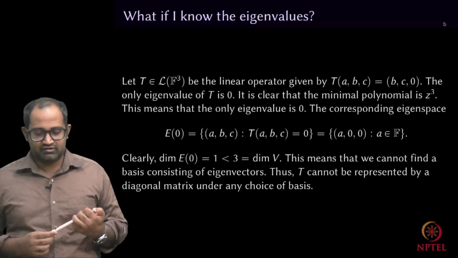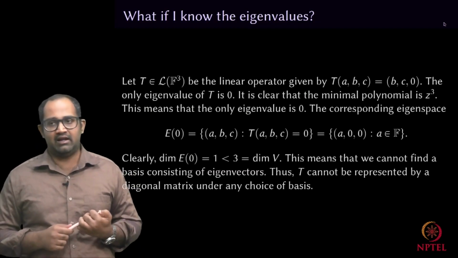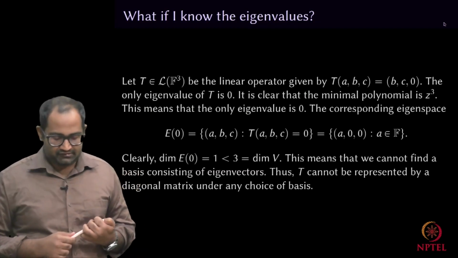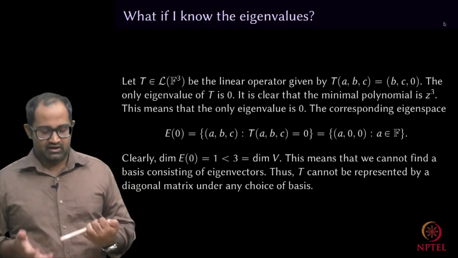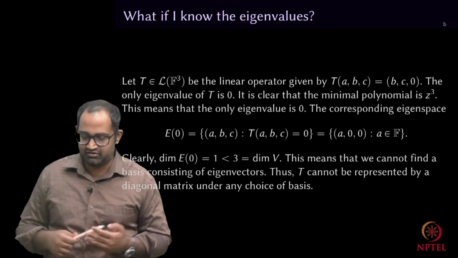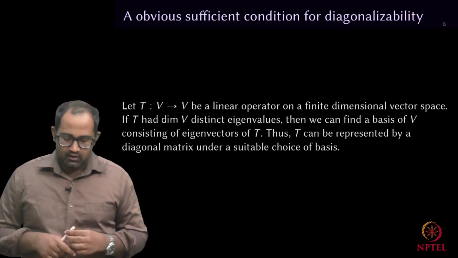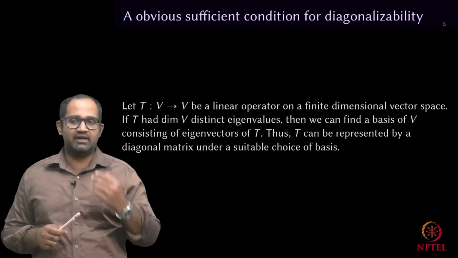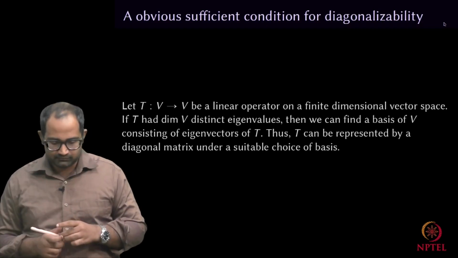So the obstruction is not just practical. You might think that the only obstruction in diagonalizing an operator is the lack of a method to find the eigenvalues. Here the eigenvalue is clear by inspection, the eigenspace is also clear by inspection, and you simply cannot diagonalize this.